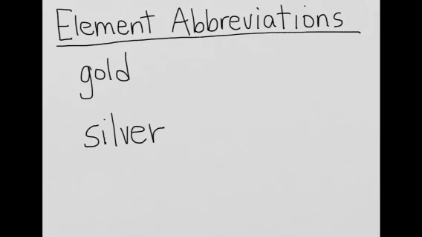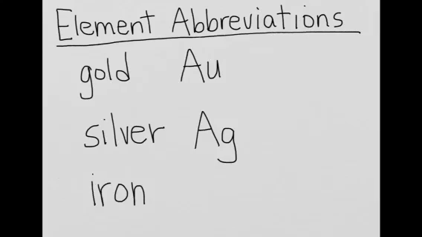The abbreviation for gold, for example, is Au. Its Latin name is auric. The abbreviation for silver is Ag. I don't know what its Latin name is. Iron is another one with a Latin abbreviation. Its abbreviation is Fe, ferrous.